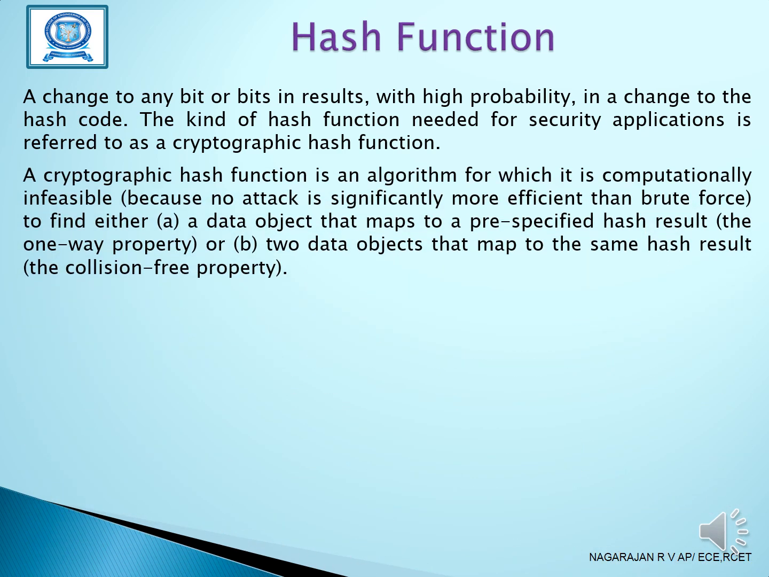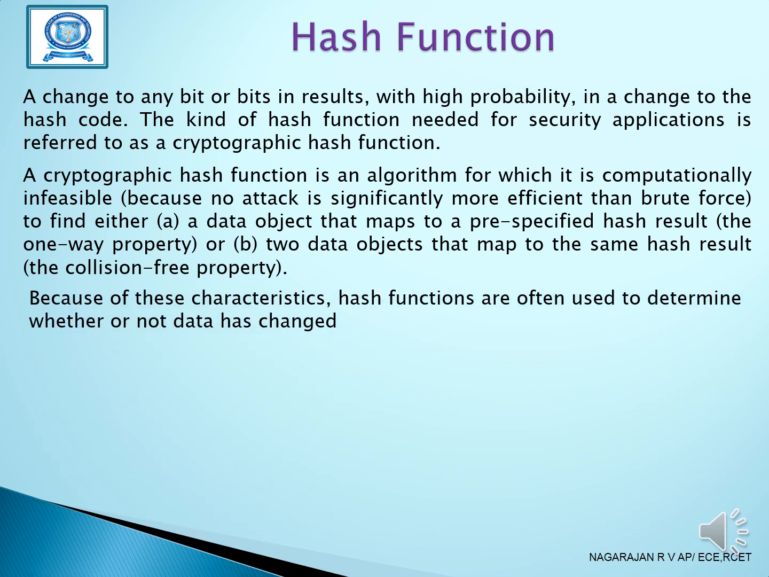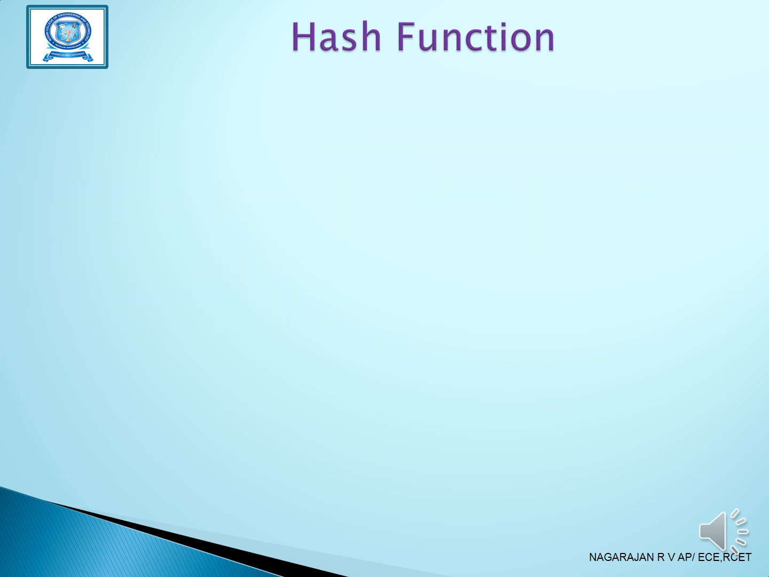A cryptographic hash function is an algorithm for which it is computationally infeasible to find either a data object that maps to a pre-specified hash result, or two data objects that map to the same hash result. In the first case, it is because no attack is significantly more efficient than brute force for a cryptographic hash function. Because of these characteristics, hash functions are often used to determine whether or not data has changed.